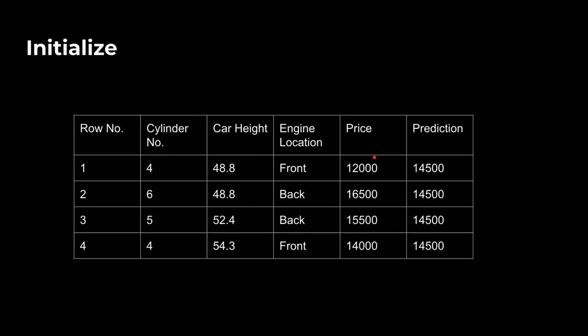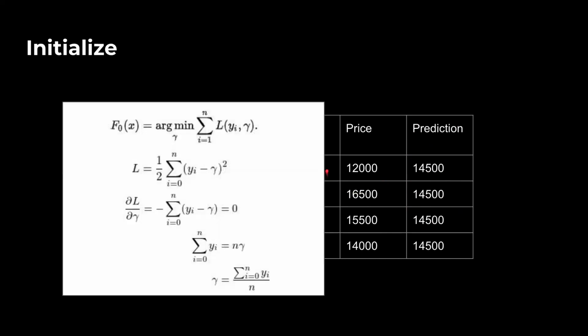So here are the prices that we want to predict, and then we initialize our initial prediction, right? You can think intuitively it makes sense to just take the average of the 4 prices, and that'll be our initial prediction. But we want this to also make mathematical sense, right? So here's the actual math to why we take the average to get the optimal prediction.